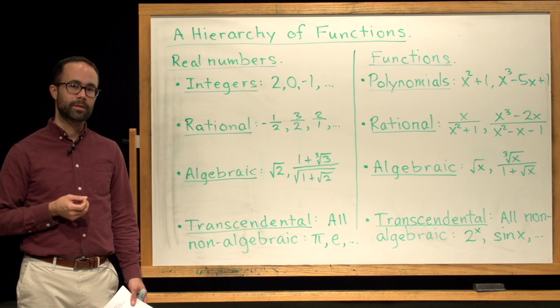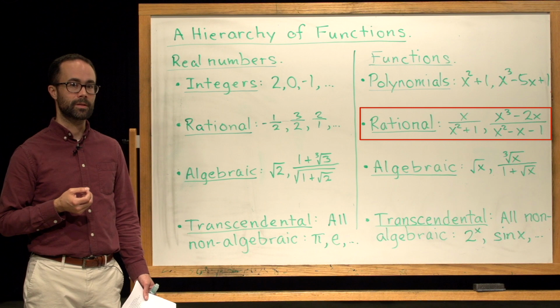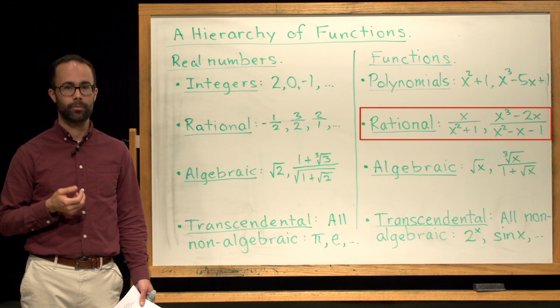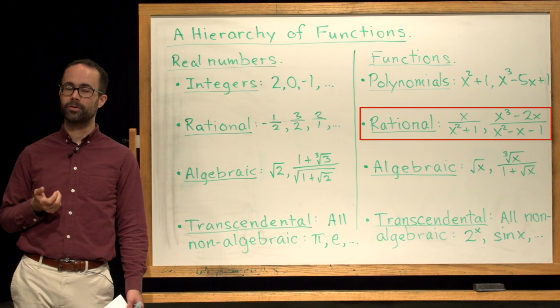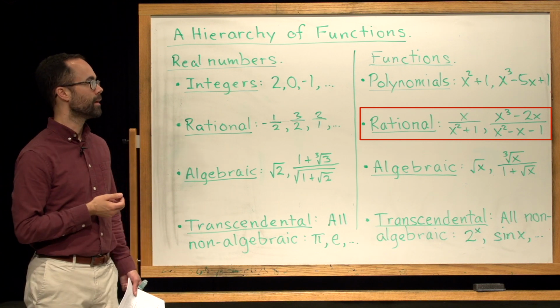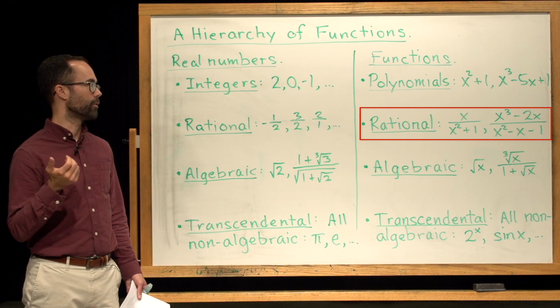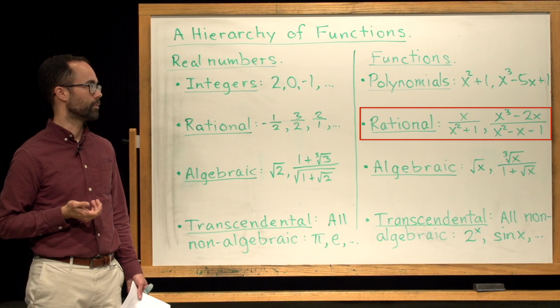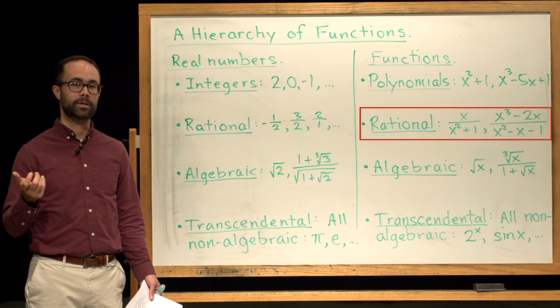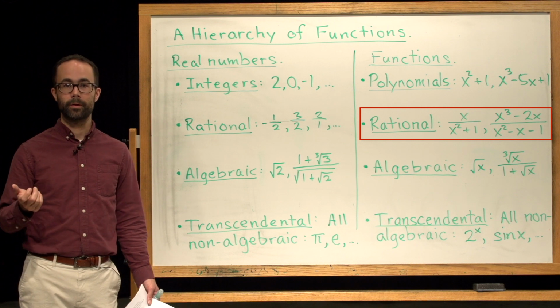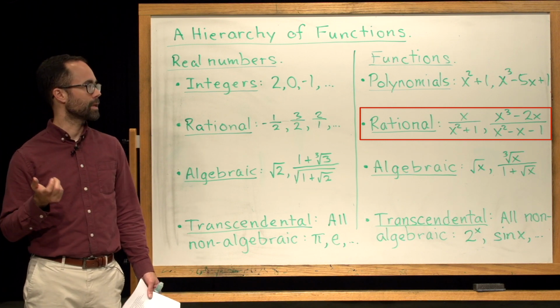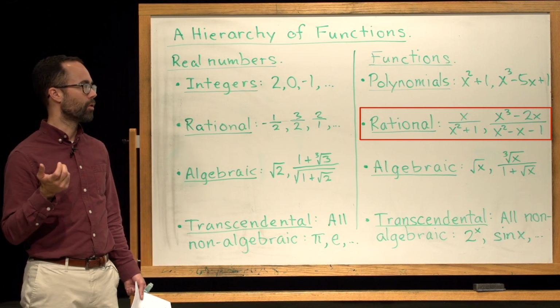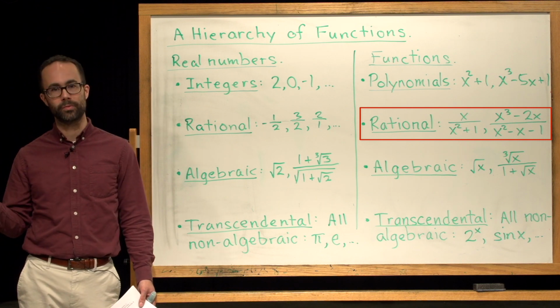We can move down the list to rational functions next. Those even have the same name. Rational means ratio. It's a fraction. Just like we had rational numbers, we can have rational functions. And you can get things that have polynomials on the top and the bottom. So you may have something like x over x squared plus 1. You may have something a bit bigger, like x cubed minus 2x over x squared minus x minus 1.